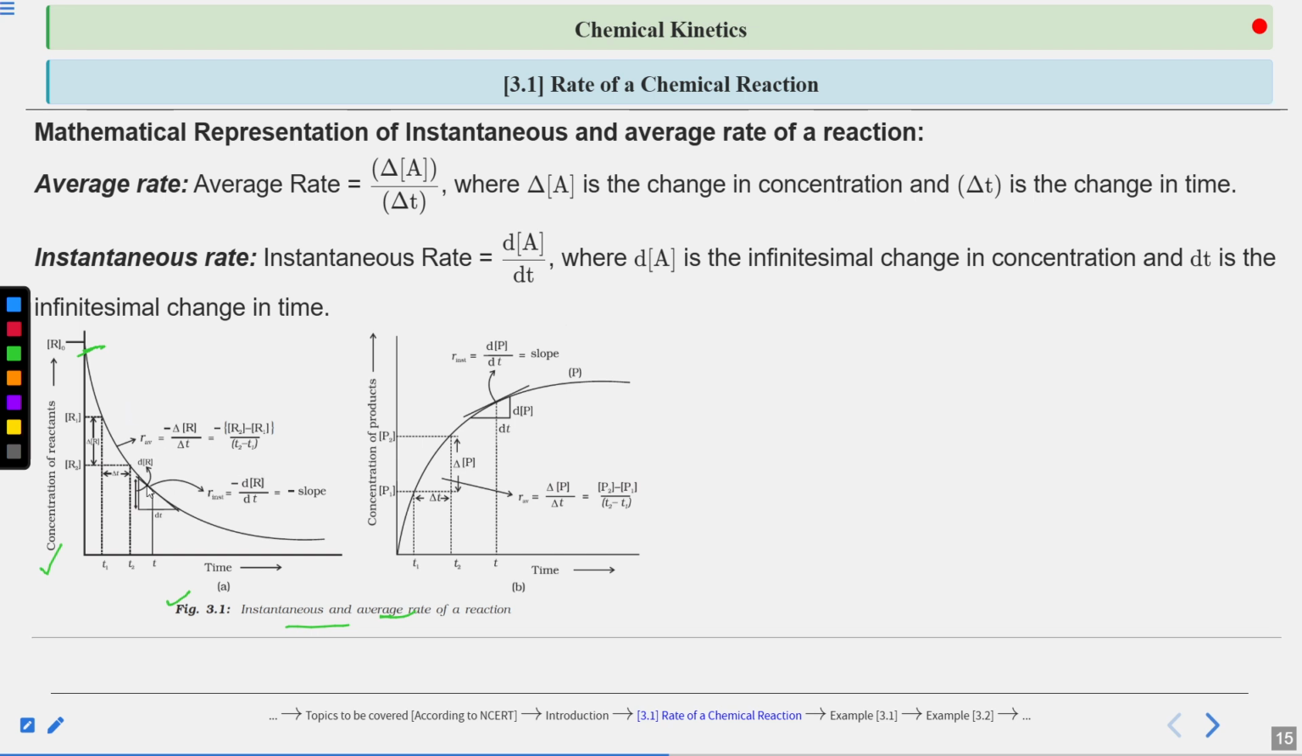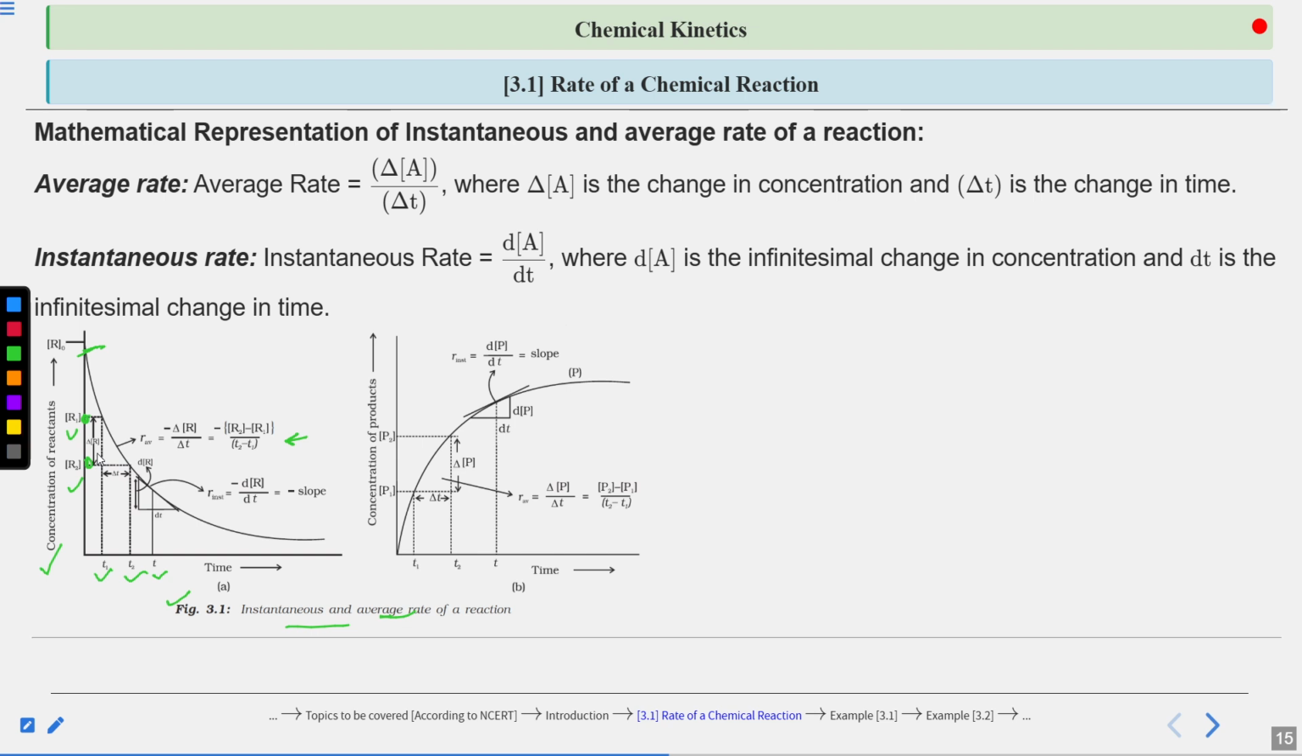Now you can see that at various points on the curve you are defining the various values of the time and the reactant, that is, the concentration of reactant. So the R average, that is the average rate, will be the change in the concentration of the reactant divided by the change in the time. So this will be R2 minus R1 upon T2 minus T1. Okay, R2 is this point and R1 is this point.